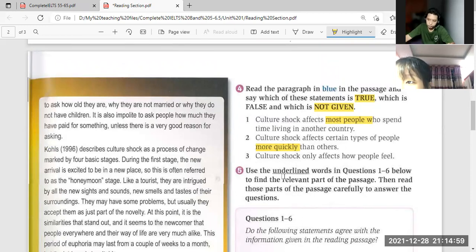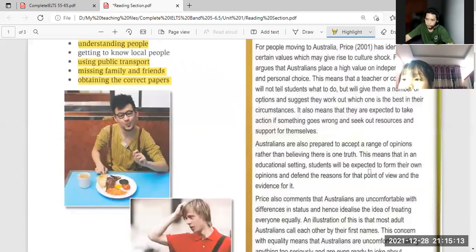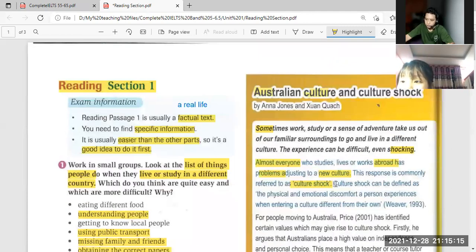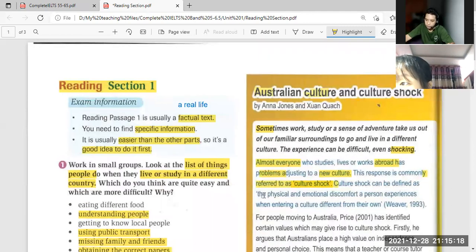Culture shock only affects how people feel. Okay, do you know feel? Feeling? Yeah. Okay, let's see in here. So culture shock can be defined as the physical and emotional discomfort a person experiences when entering a culture different from their own. So feeling is the same as emotional, but here there's a physical. Do you know physical?